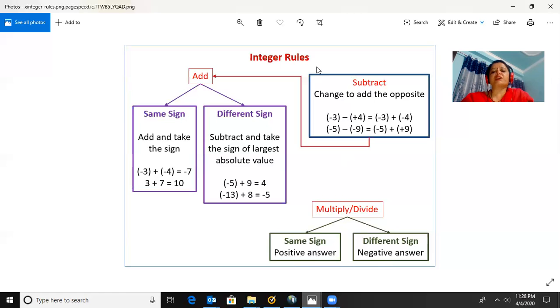So this way we have learned how to add, subtract, multiply, and divide. New assignments will be given to you. Do those assignments in the notebook and learn these rules of integers.